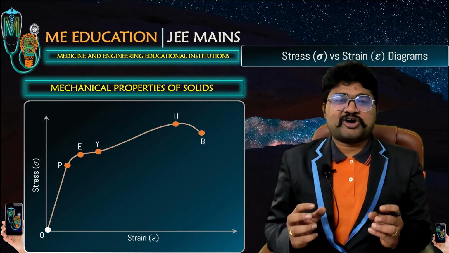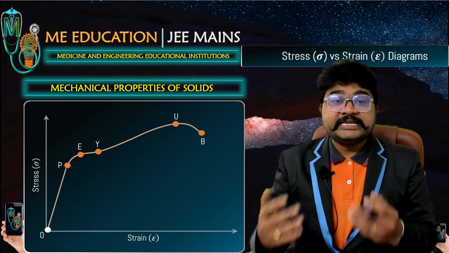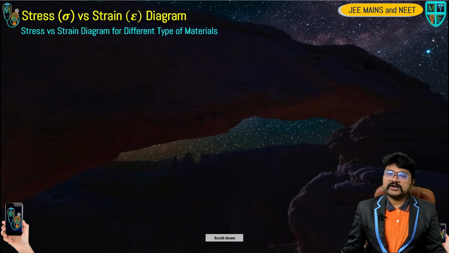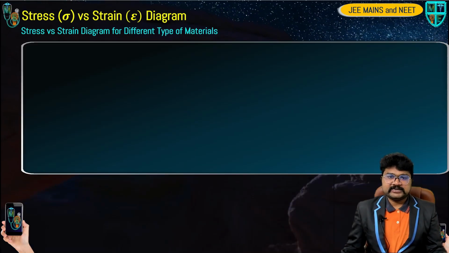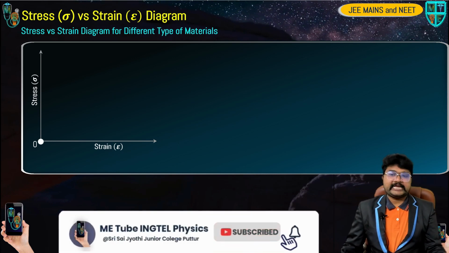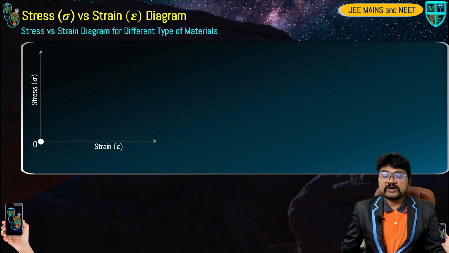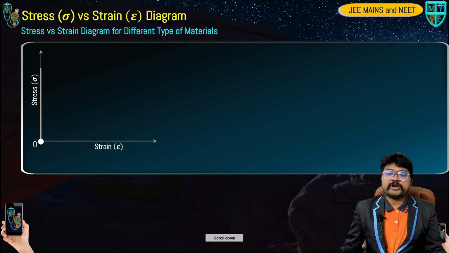We can also draw stress versus strain diagram for different materials. Let's start the session. We already discussed the definition of rigid body, elastic material, and plastic material. We will discuss them one by one in detail. Stress versus strain diagram for different materials. In that, what is the stress versus strain diagram for a rigid body?